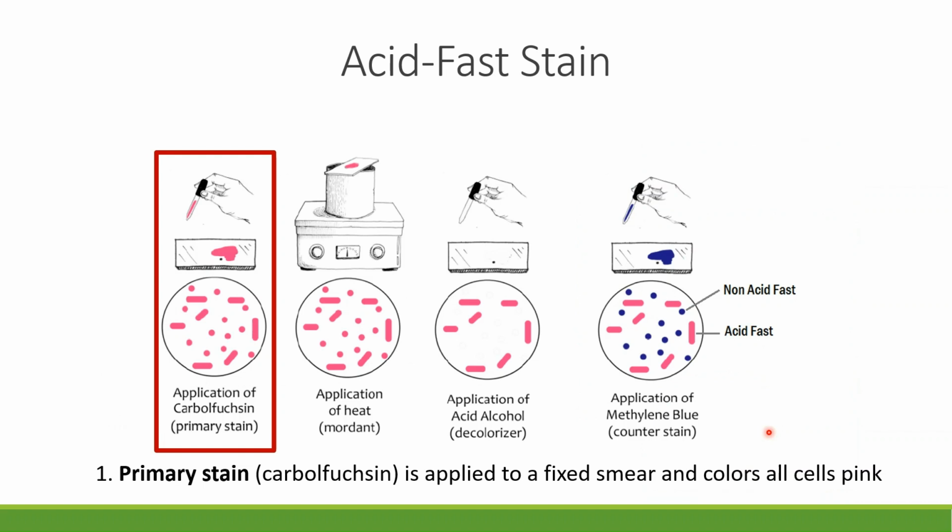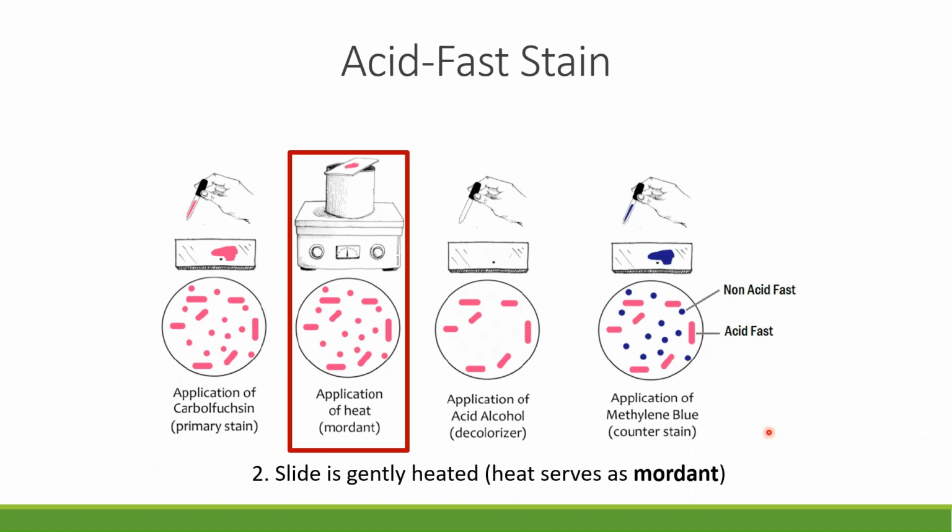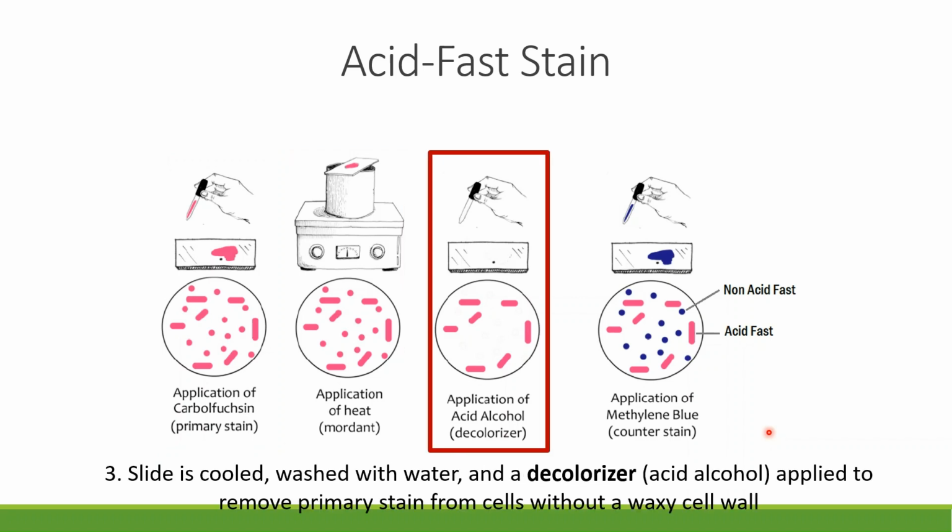This is how the acid-fast stain is conducted. Once again, it's going to be very similar to the gram stain that we discussed, and you're going to begin with a primary stain, which is first added. Instead of crystal violet, this process uses carbol fuchsin, which is applied to a fixed smear of cells, and it colors all of the cells pink, not purple. Next, heat is used as the mordant, not iodine, but heat. So the slide is gently heated over a small heater or water bath to prevent it from drying out during the mordant process. Then we use a decolorizer.